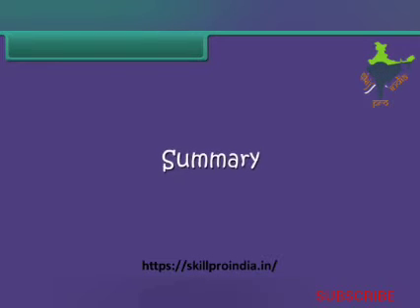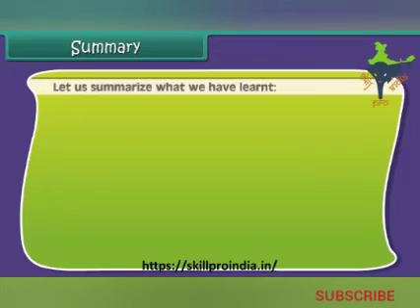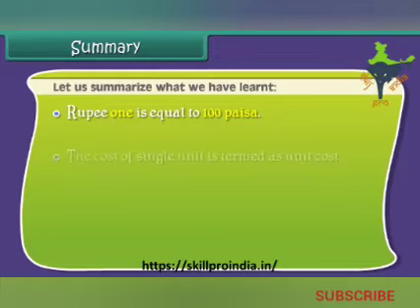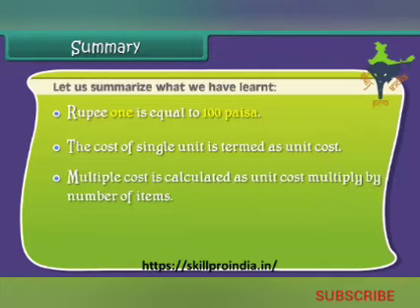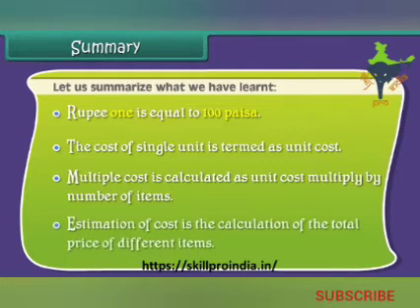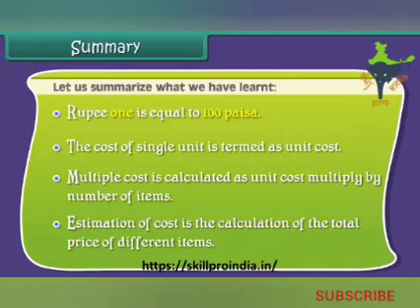Summary. Let us summarize what we have learned. Rupee 1 is equal to 100 paisa. The cost of a single unit is termed as unit cost. Multiple cost is calculated as unit cost multiplied by number of items. Estimation of cost is the calculation of the total price of different items.